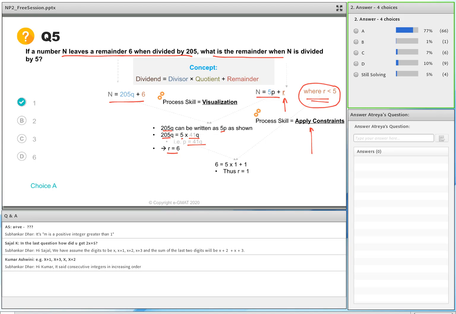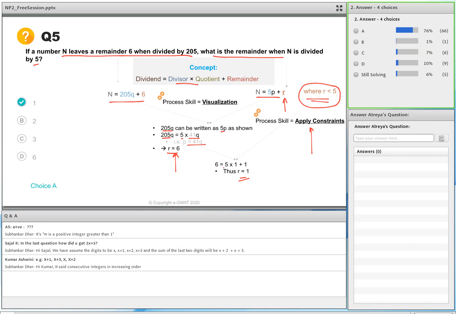The divisor here is 5, right? So whenever I get a remainder of 6, I need to further segregate it down. So 6 can be written as 5 times 1 plus 1. Again, in the same form, divisor times quotient plus remainder. So when I divide 6 by 5, I get a remainder of 1, and that essentially is the answer for this question.